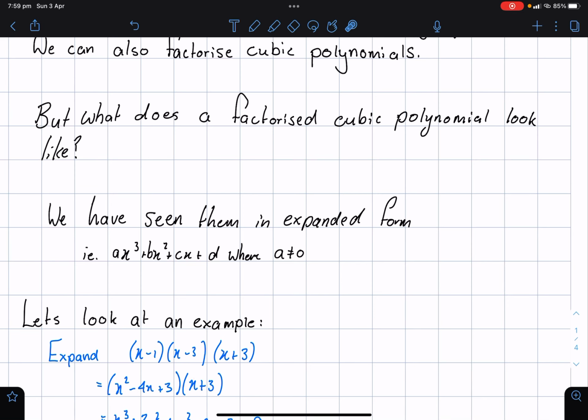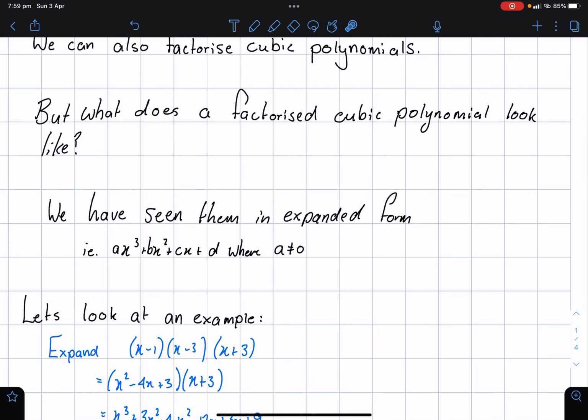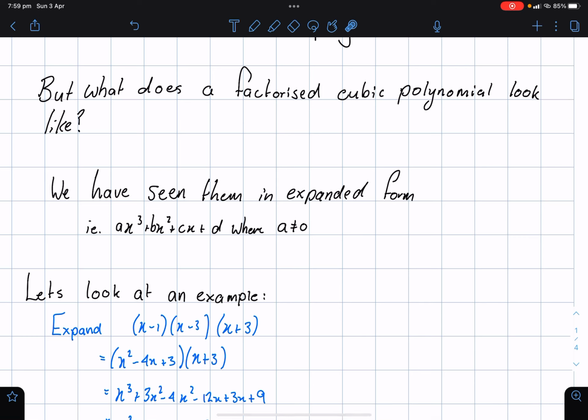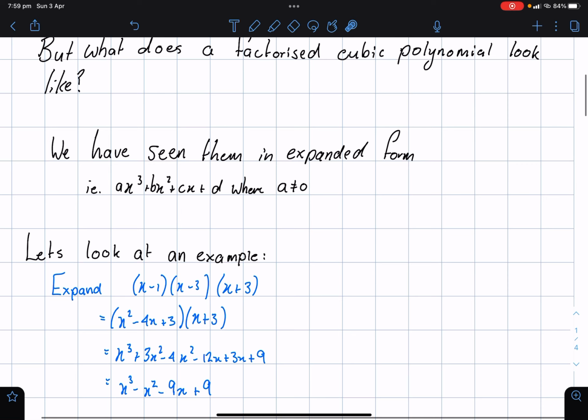Now we're going to expand those 2 brackets. Start by multiplying x squared by both terms, then negative 4x by both terms, and then 3 by both terms. You'll end up with something like this: x cubed plus 3x squared, take 4x squared, take 12x plus 3x plus 9. It's a bit of a mouthful, but there are a heap of like terms here, so we can simplify this down. Collecting like terms, our final cubic polynomial looks like this: x cubed, take 2x squared, take x, take 9x plus 9.